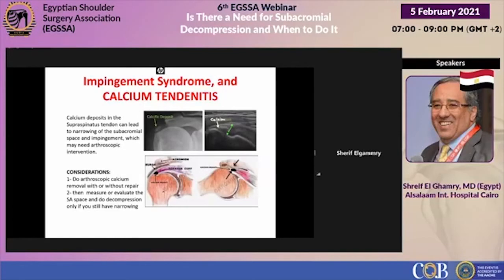Calcium deposits in the supraspinatus tendon can lead to thickening of the tendon and narrowing of the subacromial space, causing impingement, which may need arthroscopic intervention. So consideration has to be made to do arthroscopic calcium removal with or without repair. Then measure or evaluate the subacromial space and do the decompression only if there is still a narrowing.